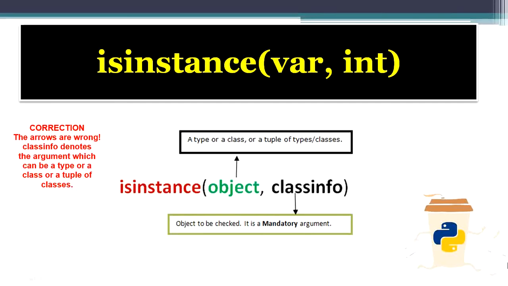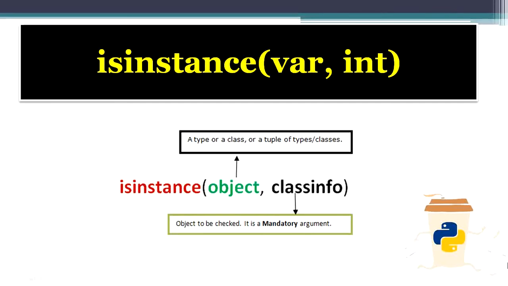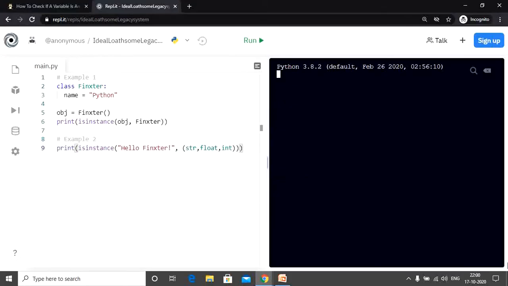Now that might sound a little confusing, so let me help you with an example. As you can see on the screen, we have a class by the name Finxter. Inside the class we have a variable name which has the value Python. Now we create an object of the class Finxter by the name obj, and then we use the isinstance method to check if obj, or the object, is an instance of the class Finxter.